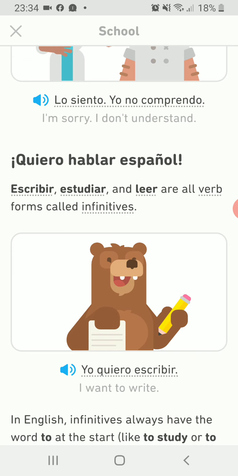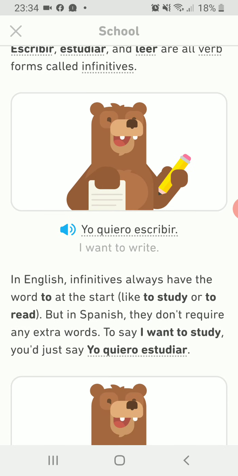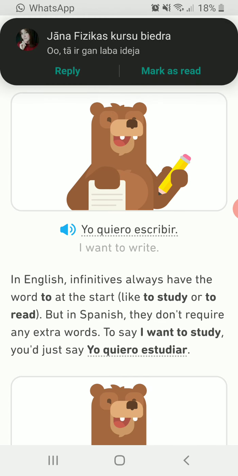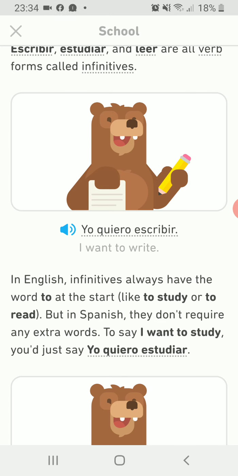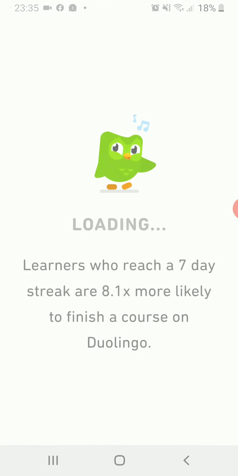Quiero hablar español. Escribir, estudiar, and leer are all verb forms called infinitives. So infinitives like to write, to study, and to read. Yo quiero escribir. I want to write. In English, infinitives always have the word to at the start. Sometimes we call this the to-infinitive, like to study or to read. But in Spanish, they don't require any extra words. So just the form of the word tells you that it's an infinitive. And to say I want to study, you just say yo quiero estudiar. Yo necesito leer. I need to read.